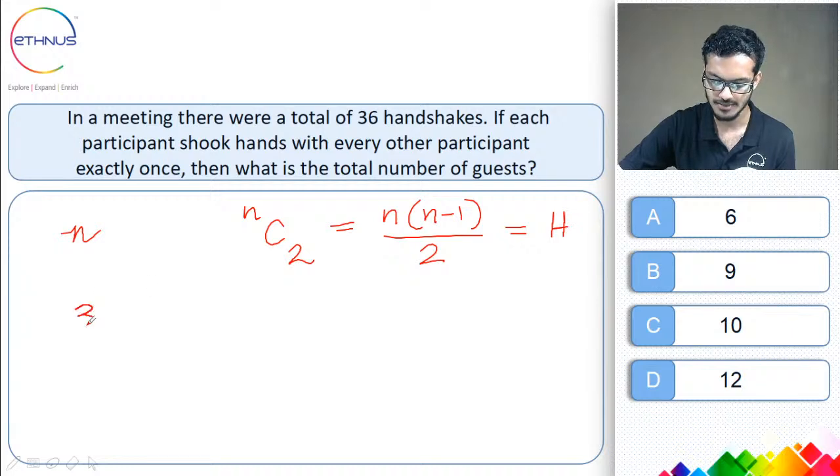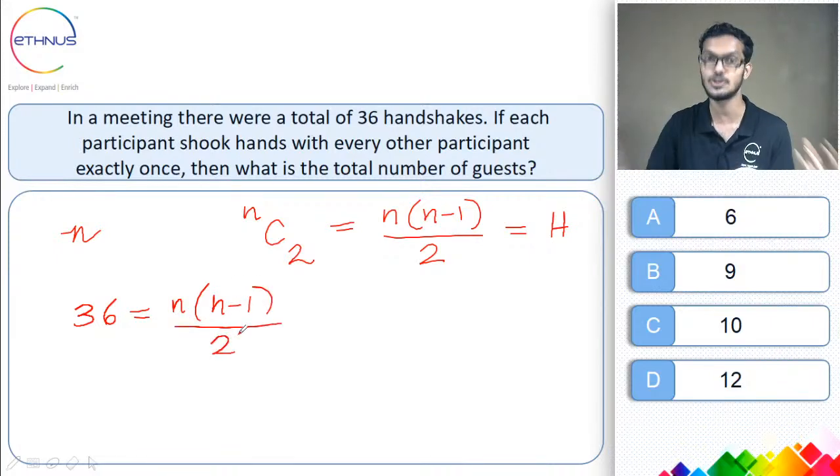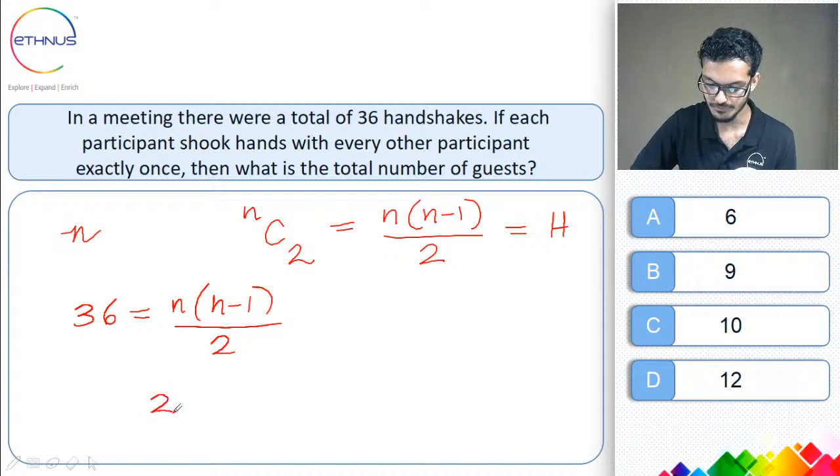So already here 36 handshakes is given. So you need to find the answer for n. So n into n minus 1 divided by 2 equals 36. So let's multiply this. 36 into 2.